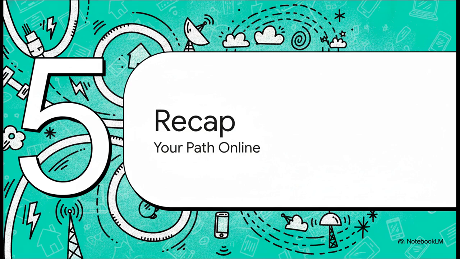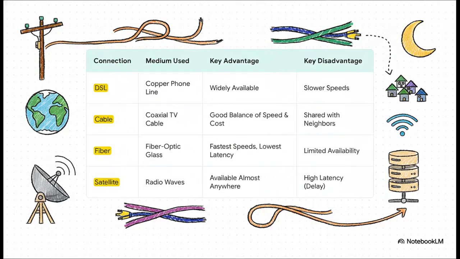Wow, okay, so we have covered a ton of ground. Let's take a quick step back and just pull this all together to see how these different ways of getting online really compare. This chart pretty much says it all. You can see the trade-offs crystal clear. DSL is everywhere because the phone lines were already there, but it's just not that fast. Cable is a really good middle-of-the-road option, a nice balance of speed and cost, but you do have to share it. Fiber is the absolute best in terms of performance.